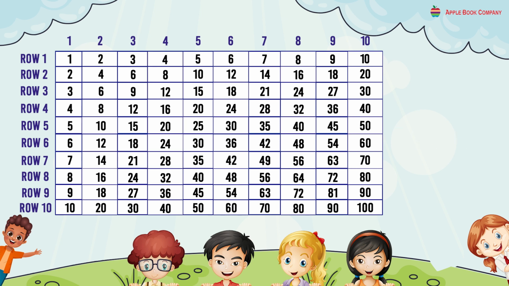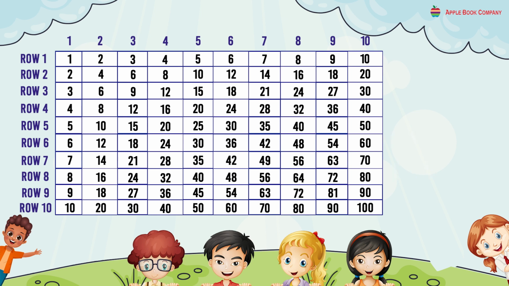What is 4 times 7? Move along row 4 to the column under number 7. You get the same answer, 28. So 4 multiplied by 7 is 28. Now let us check whether this is true for 6 multiplied by 2 and 2 multiplied by 6.